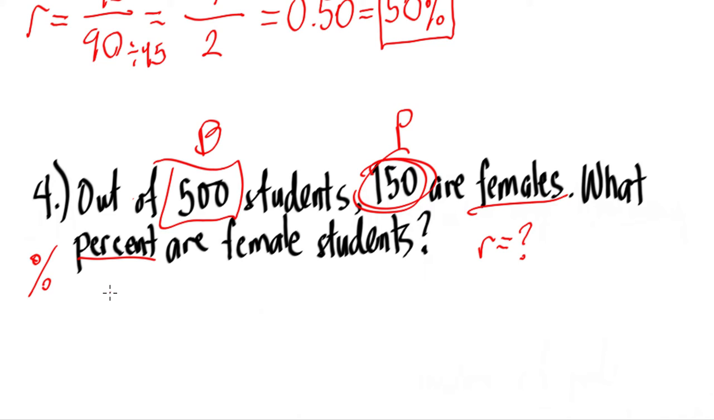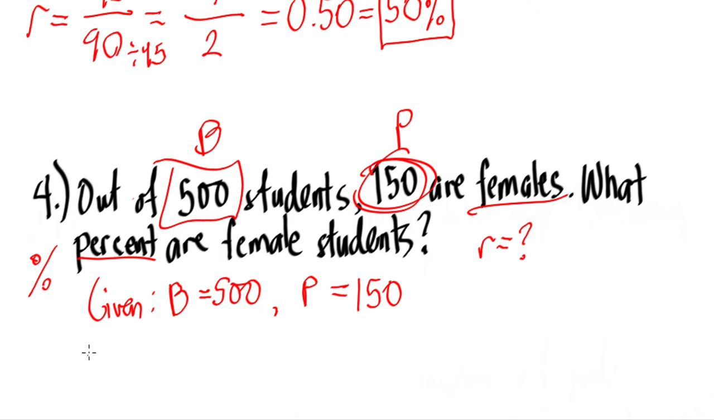So therefore our P from our given, one may use to answer it like this. Our given is our B, this is our base. Our base is 500 and our percentage is 150. That's the number of females. What we are asked to do is to find the rate in percent form. So we don't know that. So let's write the solution over here.